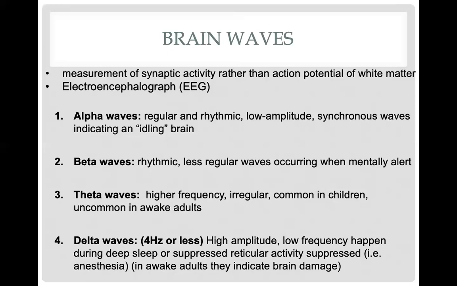And lastly, we have what we identify as delta waves. Delta waves are really high amplitude but low frequency. So over time, you see very few of them, but they're pretty big in size. They usually happen when a person is asleep or in deep sleep, or where what we identify as reticular activity is being suppressed.